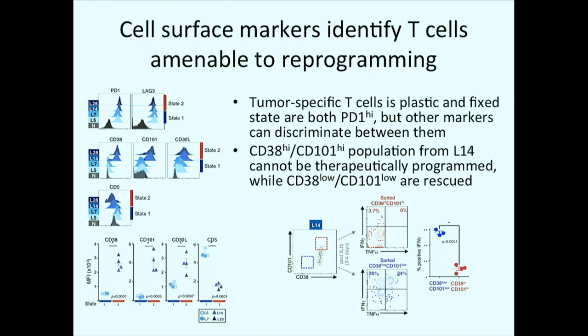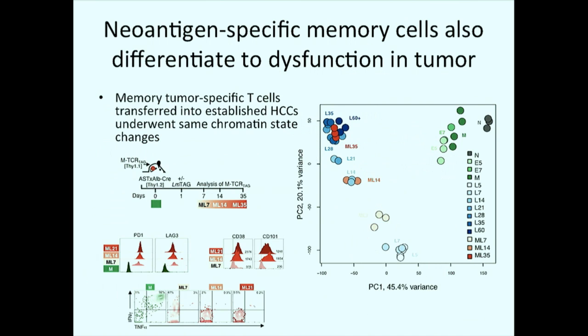Okay, so it seems like these are cell surface markers, at least in the mouse model, that distinguish between plastic and fixed dysfunction. All right, so this is, I think, the final result, and it's mainly for immunologists, right?